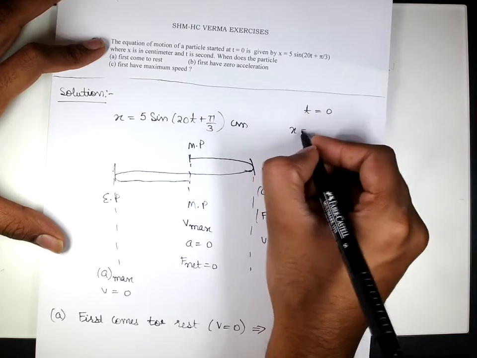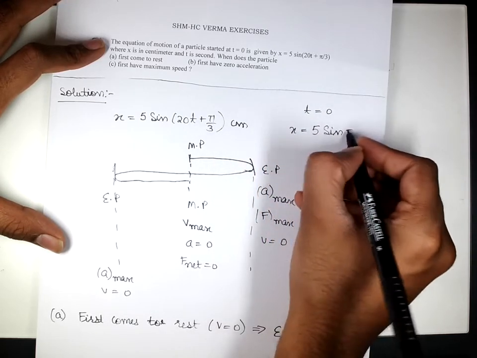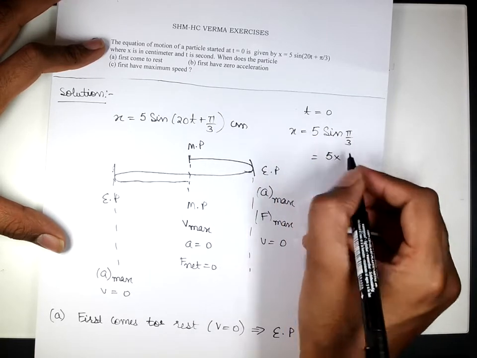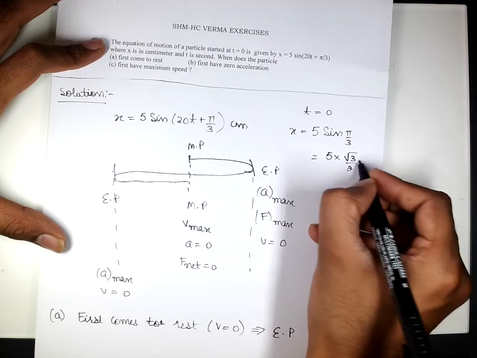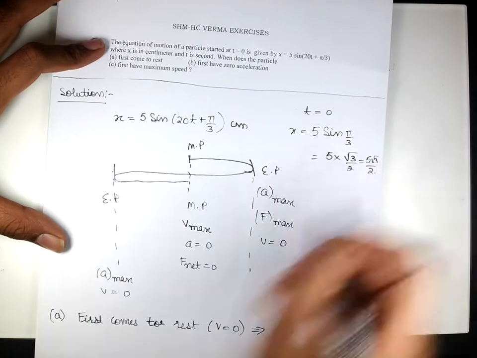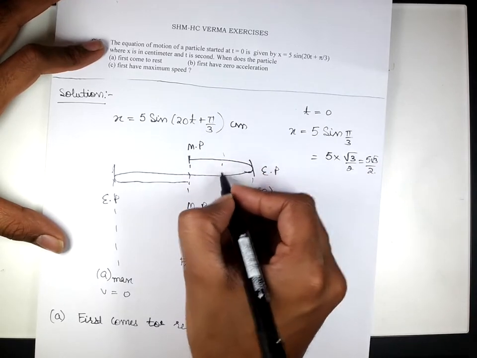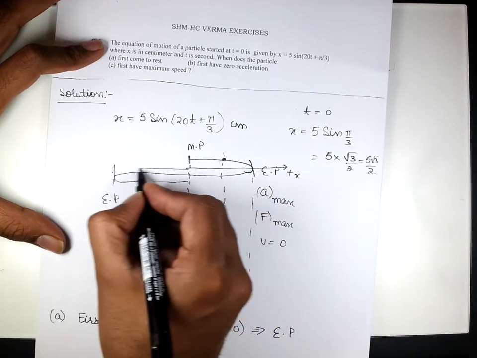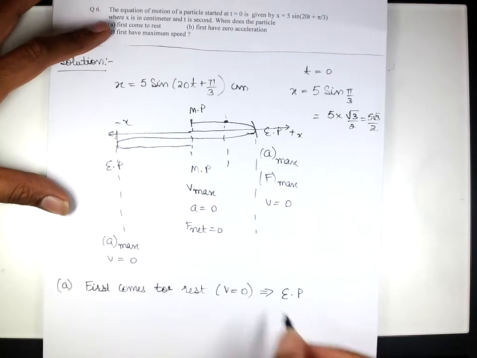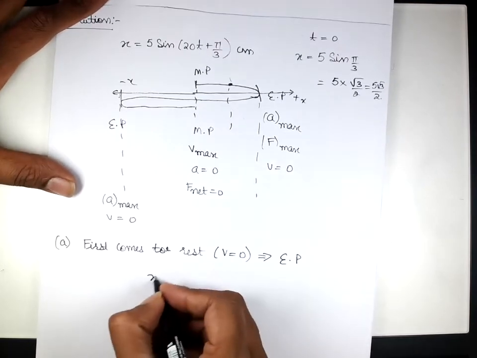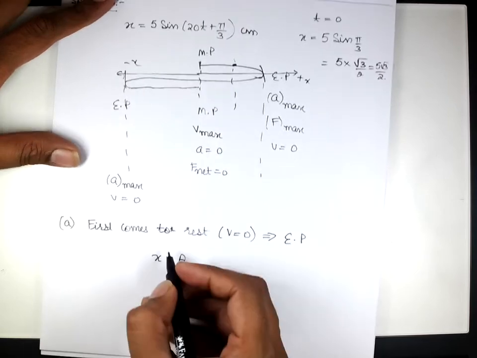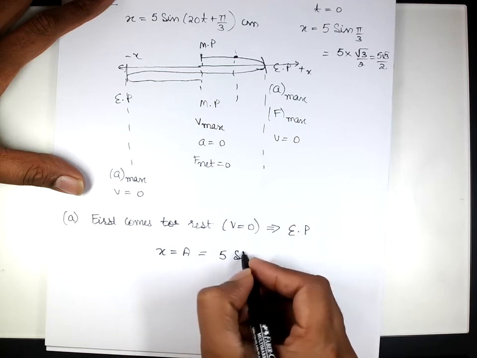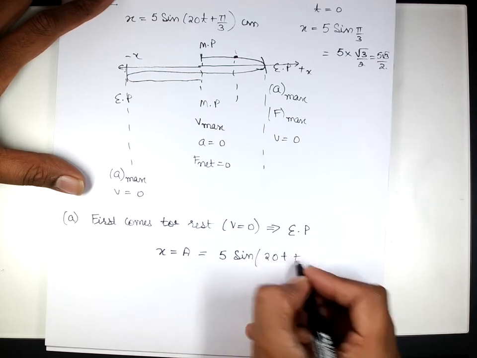If you calculate, x comes out to be 5 sine pi by 3, and sine pi by 3 is root 3 by 2. So this is 5 root 3 by 2 at the initial instance. So the particle is starting from somewhere over here in the positive x direction, because this part represents positive x and this part represents negative x. The first time its velocity is equal to 0 is at the extreme position, or x equal to a, where a is equal to 5 in this case.